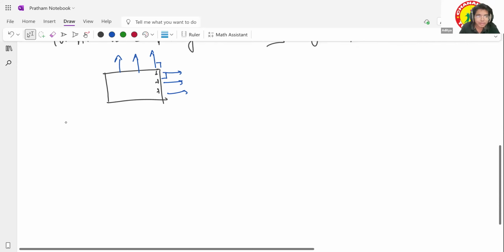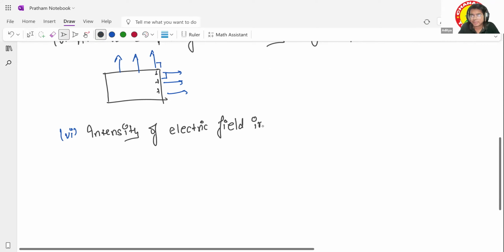if the intensity of electric field increases with the density.